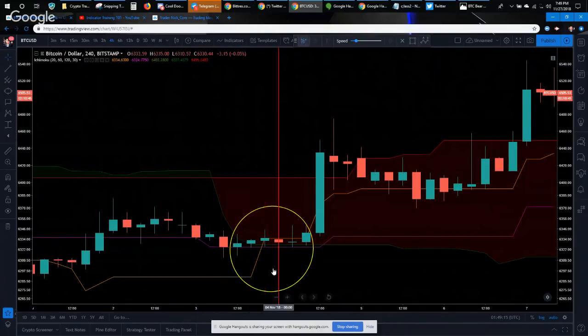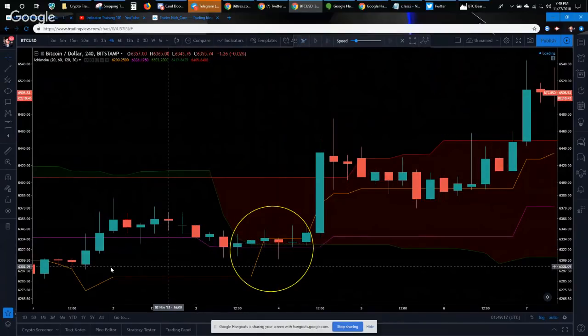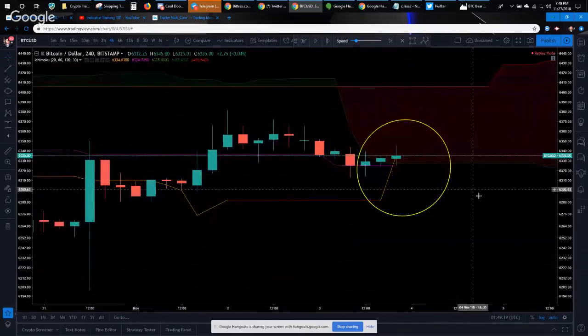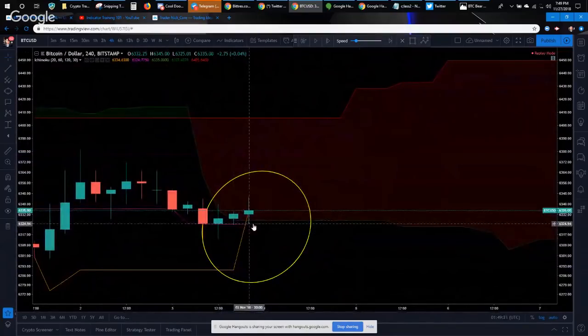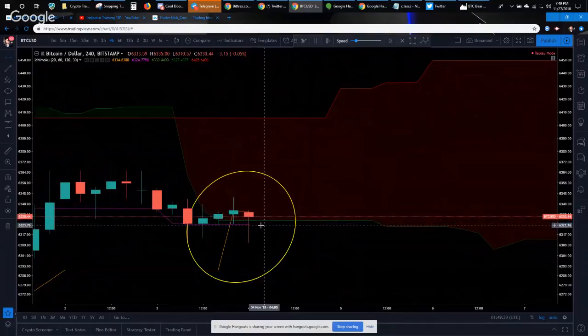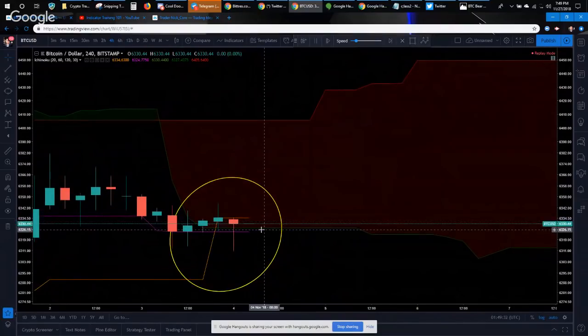Let's back it up as if we were watching this in real time. So baseline is acting as support, conversion line crossed. It's Nick's go-to TK cross on the 4-hour. I love that. We set our long positions. We set our stop losses below the baseline. We may have gotten stopped out there. Bad example. We enter back in.